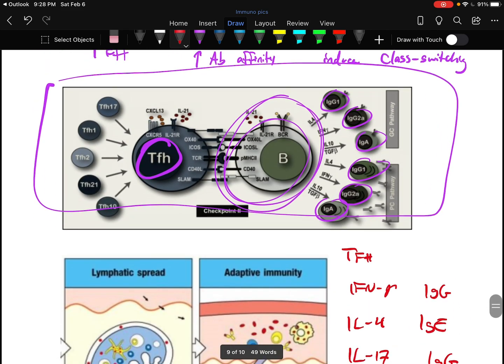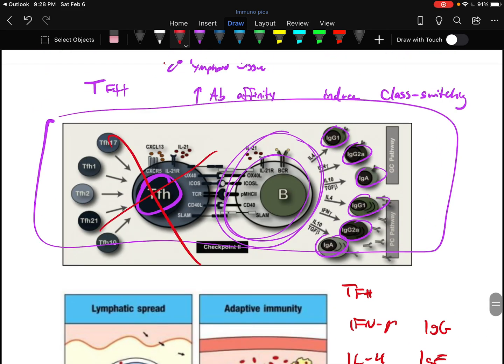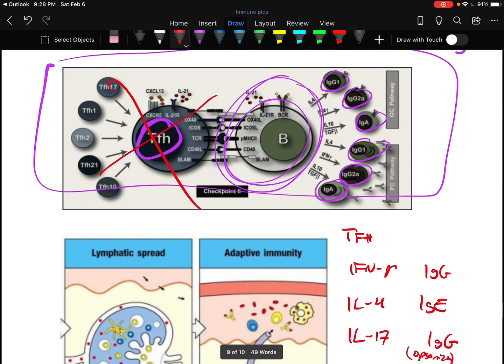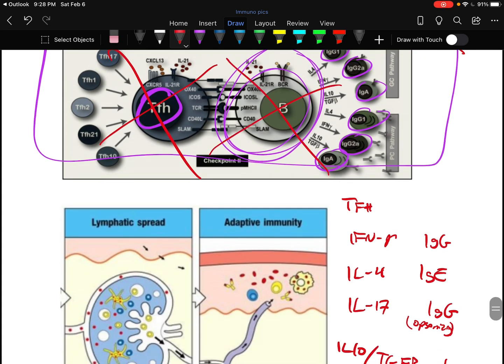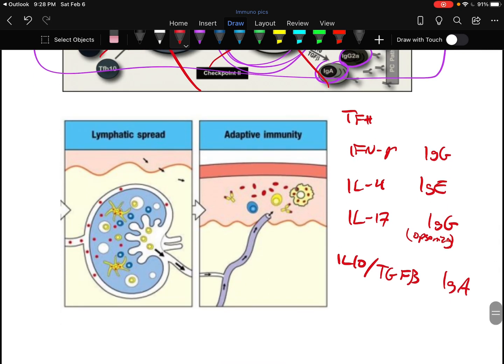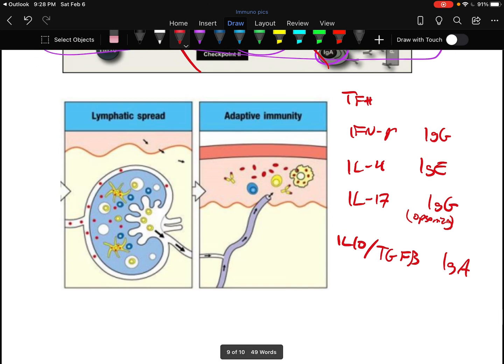So if we didn't have these follicular helper T cells, then that means we pretty much wouldn't have the class switching ability of B cells, which pretty much means that these B cells would be highly ineffective. So the follicular helper T cells are extremely important in the adaptive immune response as a whole.